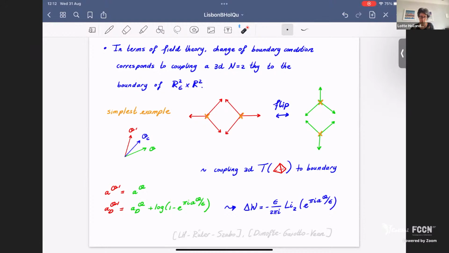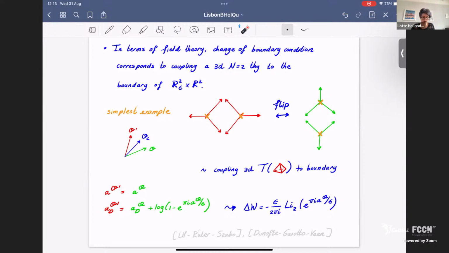And in the simplest example, remember, where we had two of these branch points, and we had a critical phase, and we had the network, which changed by what is called a flip if you cross this phase. So this simplest example corresponds to coupling this four-dimensional theory to a three-dimensional theory, which is known as the theory corresponding to the tetrahedron in the work of Gaiotto, Dimofte, and Gukov.